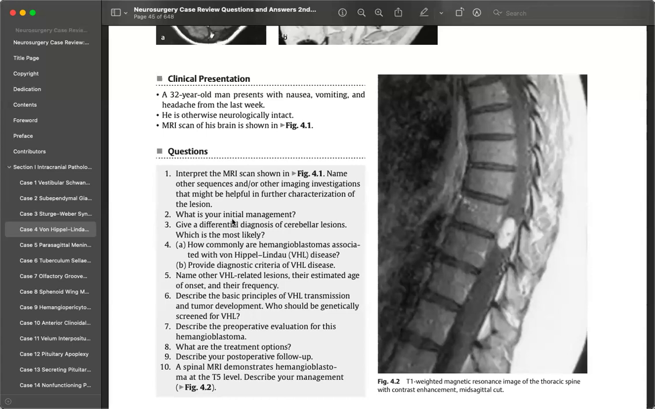Is there a role of ETV? Yes. So yeah, there's the role for endoscopic third ventriculostomy. That's when, and even shunting.